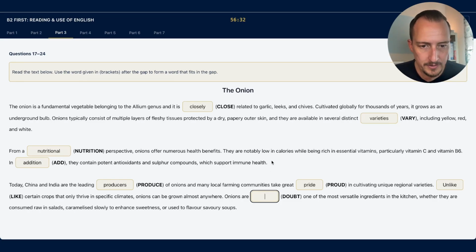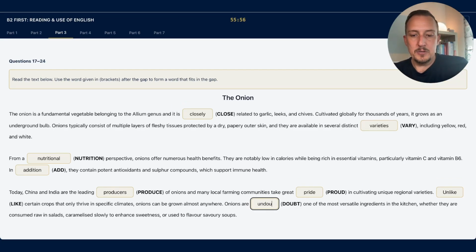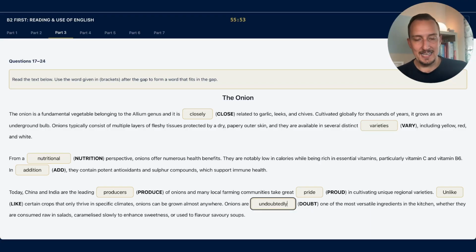Perfect. Onions are one of the most versatile ingredients in the kitchen. Well done if you got this one. This is hard. This is the example I mentioned: in at least one of the words, there won't be many, mostly one, but it could be two, you'll need to change the beginning and the end of the word at the same time within the same base form. So the answer here, well done if you said undoubtedly. Onions are undoubtedly one of the most versatile ingredients in the kitchen.